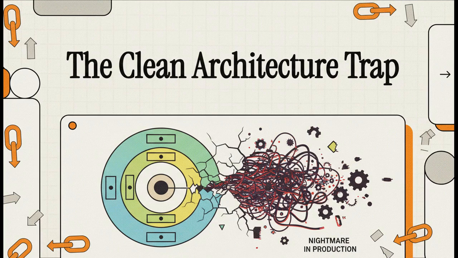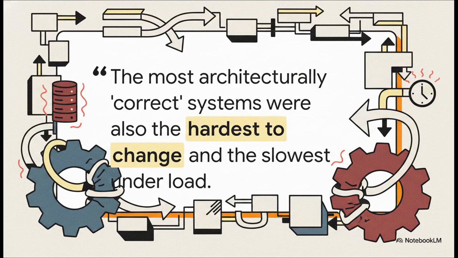You know the feeling, right? You see a system that looks absolutely perfect on paper, a work of art, but then it's a total nightmare in production. Well, today we're going to dive into exactly why that happens. We're exploring something called the clean architecture abstraction trap, and oh boy, the hidden costs of following the rules just a little too perfectly.